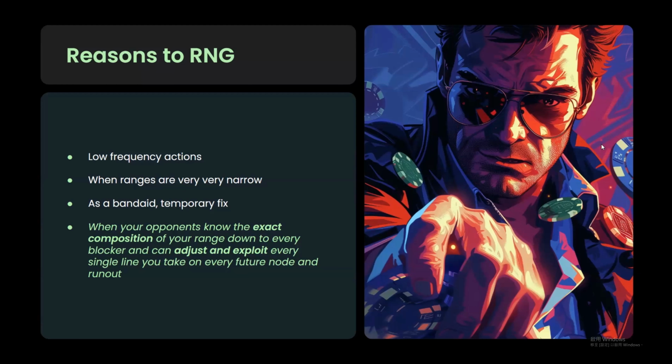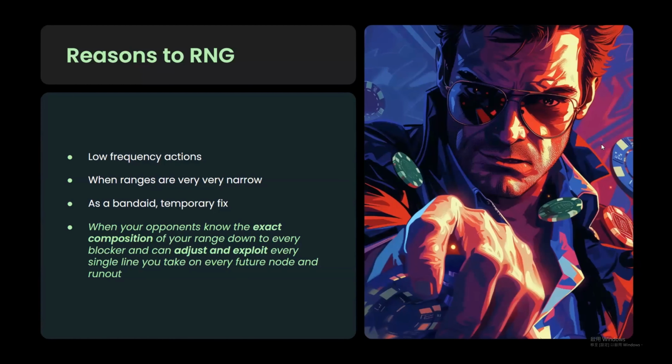The reason to RNG is basically very low frequency actions. This is very reasonable. For example, if you want to develop a raising range on the turn or something like that, these are usually very low frequency lines, like a 5%, 10% line. So it could make sense to RNG there, because if you pick just good combos for raising, it's going to be a million combos, right? So it could be reasonable there to do it for very low frequency actions.